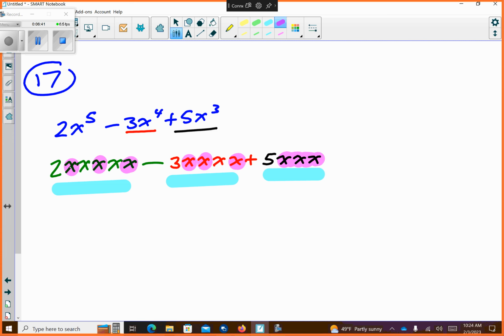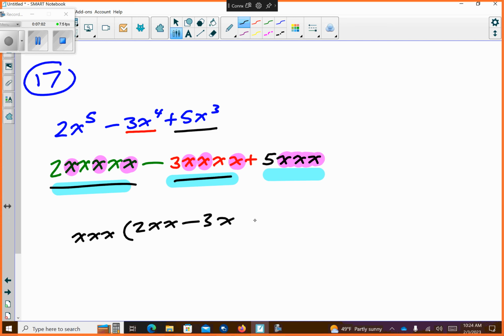Now notice I kind of did it out of order because there's no rhyme or reason. As long as x times x times x comes out, it's going to work. Okay? So x times x times x comes out front, and I'm left here with 2x times x minus 3x plus 5. Okay? We can clean this up a little bit.